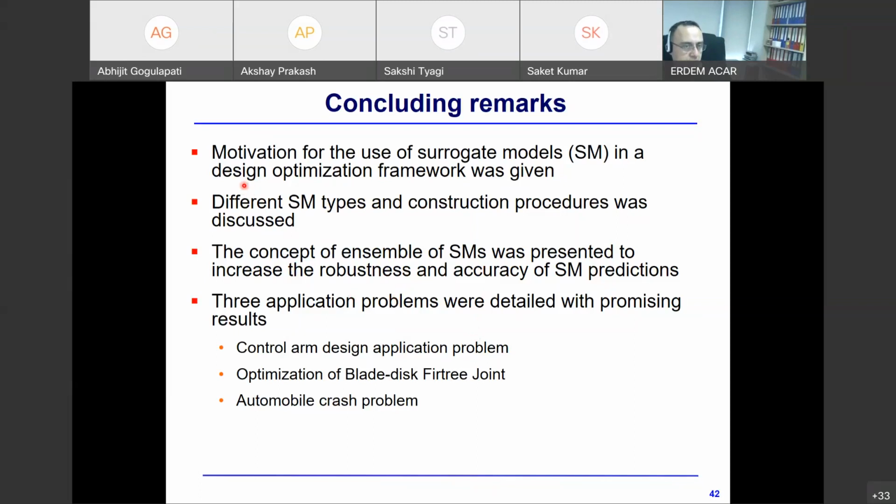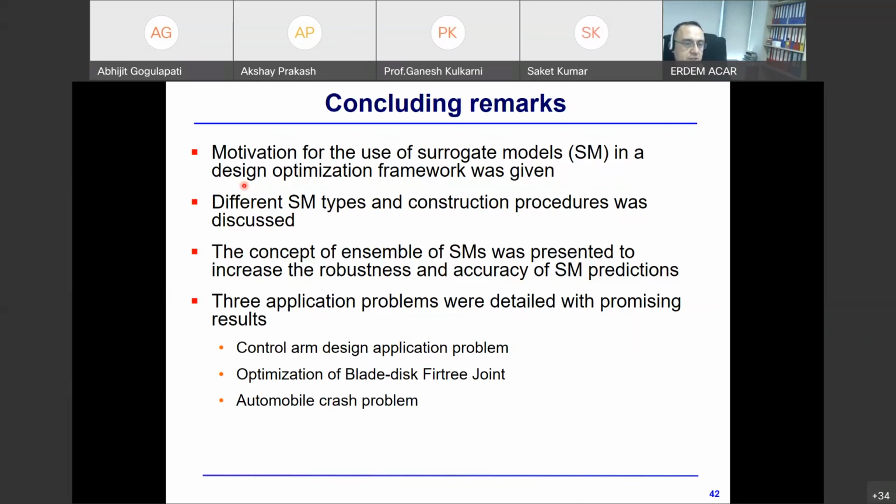What I did was I motivated you for the use of surrogate models in your work. It can be either optimization or design space exploration or reliability computation, you name it. And I introduced you different surrogate model types, including polynomial response surface, kriging, support vector regression, and radial basis functions. And the concept of ensemble of surrogate models was presented in order to increase the robustness and accuracy of the surrogate model predictions. And I discussed three application problems with promising results.